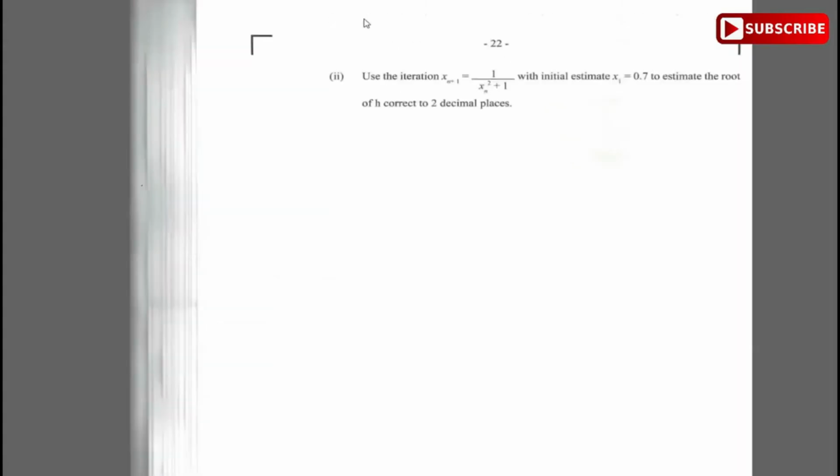It says, use the iteration of x n plus 1, which is equal to 1 over x n squared plus 1, with estimate x1 being 0.7 to find the root of h correct to 2 decimal places. Let's tackle this easy question. So we're going to say, using this iteration, x2 is equal to 1 over x1 squared.